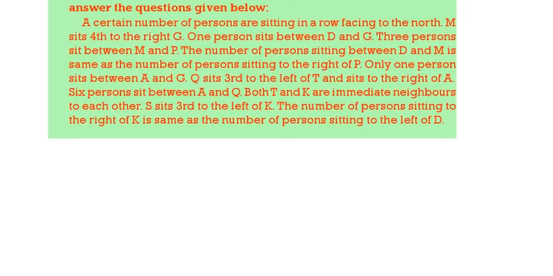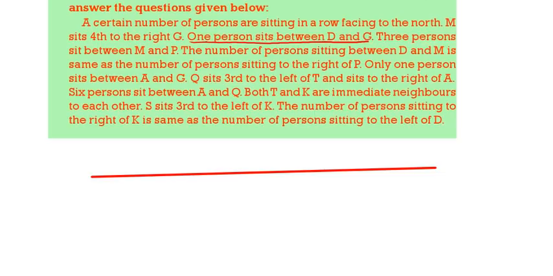Now certain persons are there. We don't know the number of persons. Now what is the first point? Only one person is there between D and G. That is the first point. Only one person is there between A and G. That is the second point. Now only one person is there between A and G, because all are facing north.